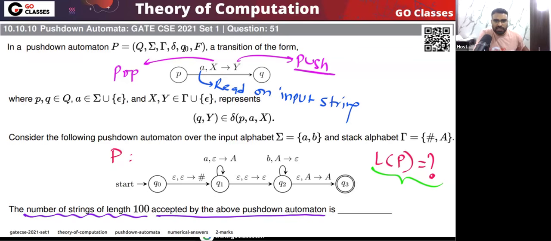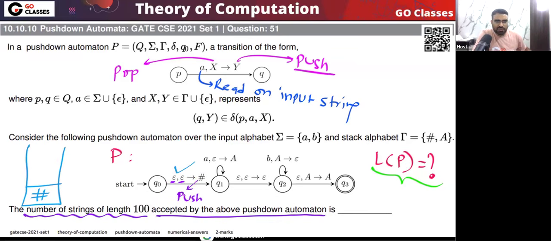Now let's see what language is accepted by this PDA. If you notice, from the start state, the initial state, first we are pushing the symbol hash on the stack. Yes or no? First we are pushing the symbol hash on the stack. You can easily see we are not reading any symbol from the input tape, and we are not reading any symbol from the stack. Without looking at the input string and without looking at the stack, we are pushing this symbol hash on the stack.